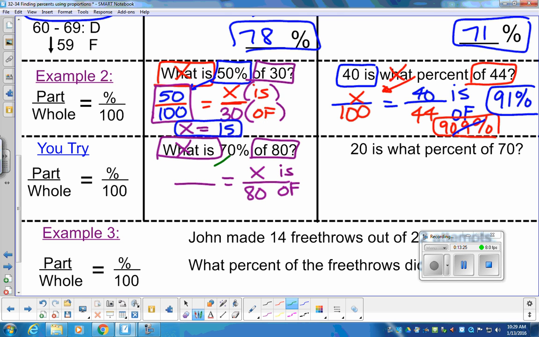Two other numbers go in. This is 70. By definition, percent is out of 100. 70% is 70 over 100. Cross products and solve. The correct answer that you should have for this box is 56.